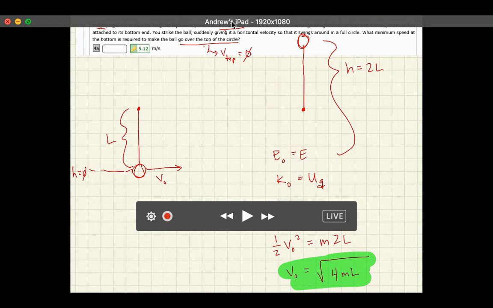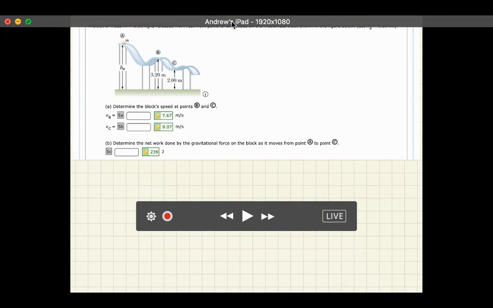Pretty straightforward problem. And then last but not least, we have this slide problem. We need to determine the speeds at points B and C. For starters, we know that it's a frictionless track, and we know that initial height. So h naught is a given. This is, again, a pretty straightforward problem. Given that it's frictionless, we now have a truly conservative system.